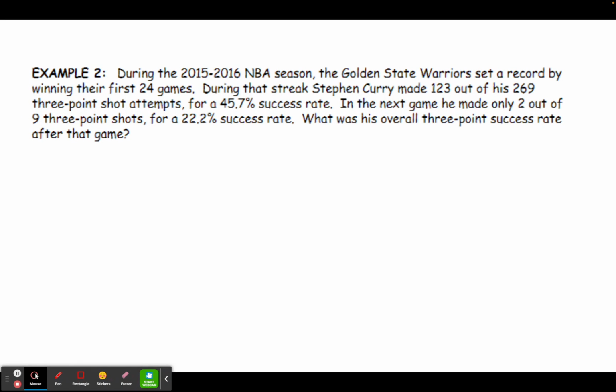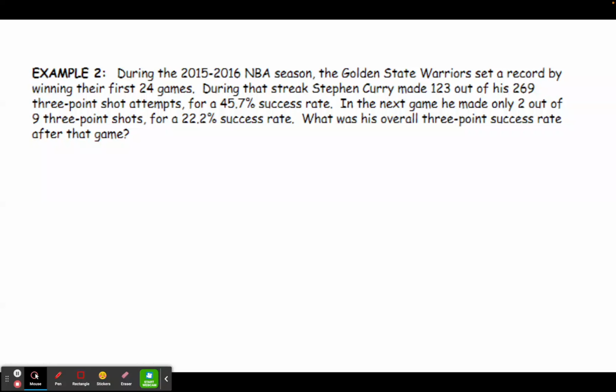In example number 2, we're going to look at success rate for the Golden State Warriors during the 2015-16 NBA season. Notice it says that they set a record by winning their first 24 games. And during that streak, Steph Curry made 123 out of 269 three-point shot attempts for a 45.7% success rate. In the next game, he only made 2 out of 9, which is only a 22.2% success rate. We want to know what was his overall success rate at the end of this.